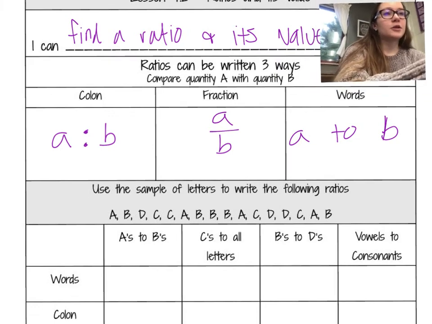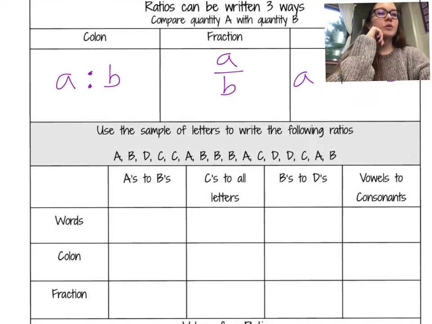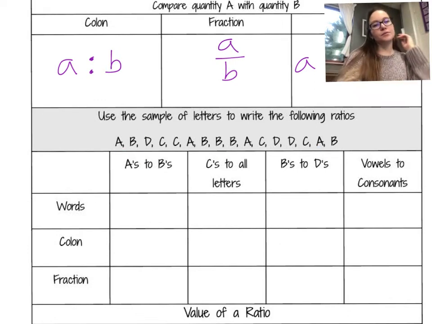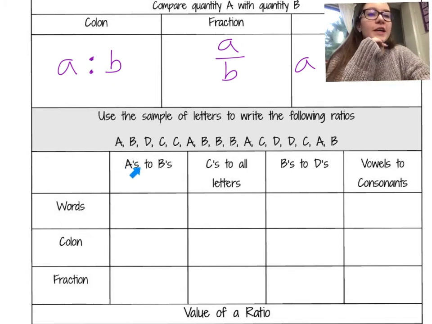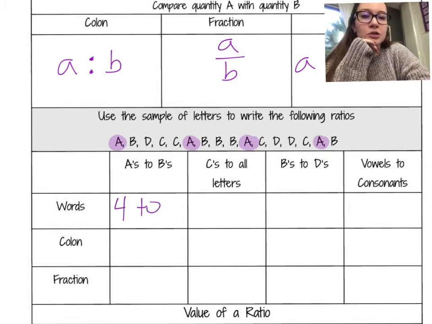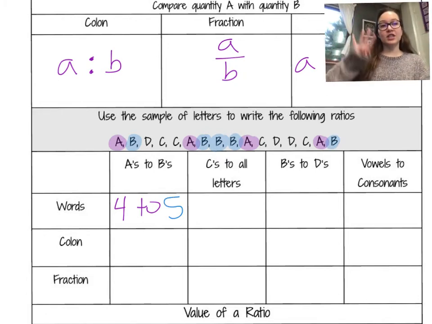I'll make this a little smaller. How about that? Okay, so we're going to write some ratios using this sample of letters. It's just a random list, okay? I want to find the ratio of A's to B's. So I'm going to count. There's 1, 2, 3, 4 A's, and 1, 2, 3, 4, 5 B's. So for every 4 A's, there are 5 B's. If I wanted to add 4 more A's, I would have to add 5 more B's, okay?